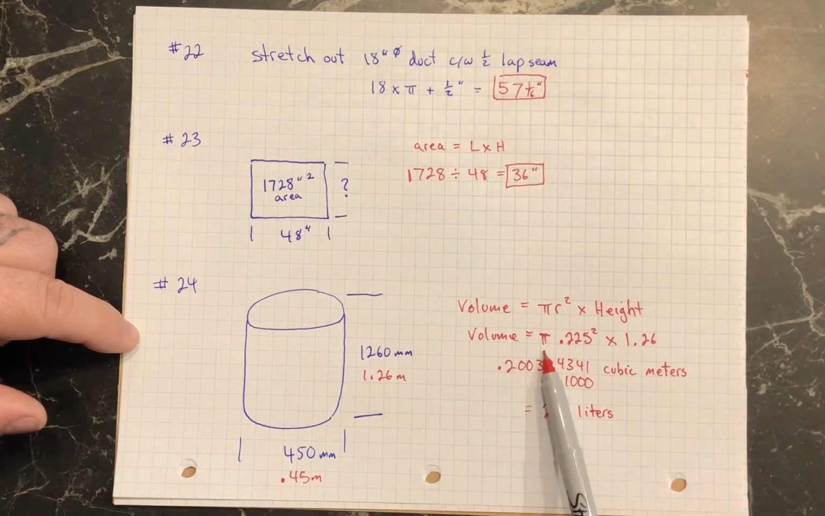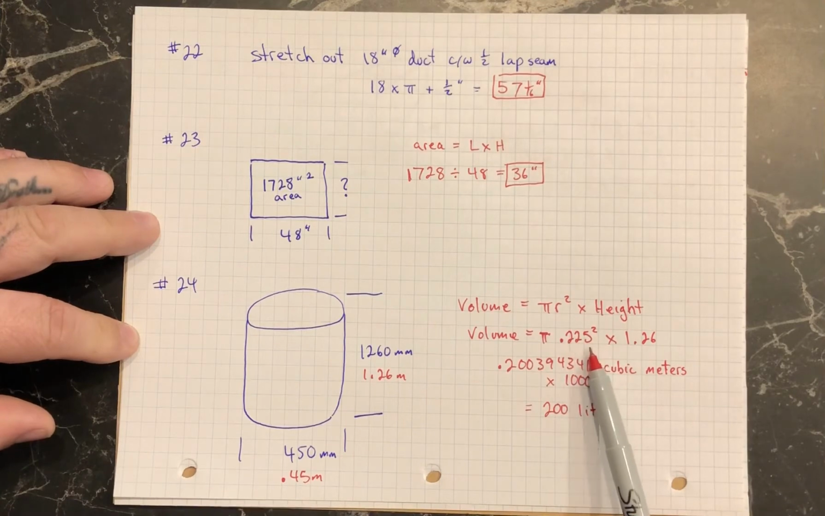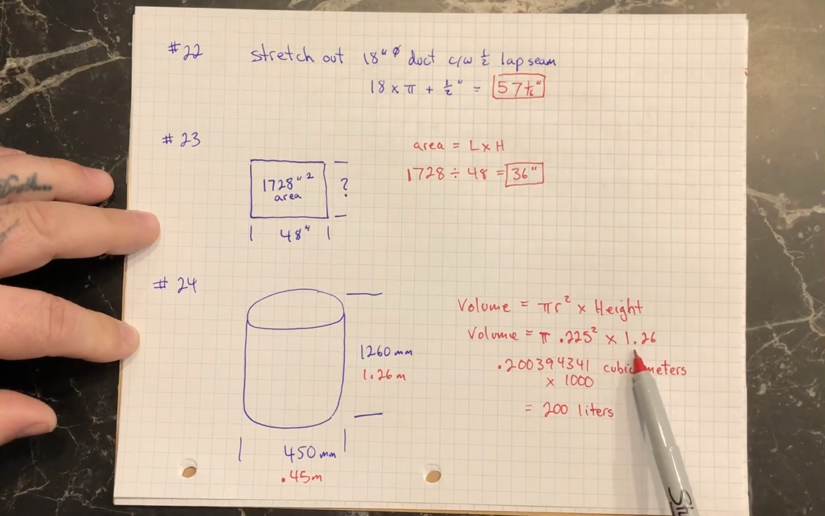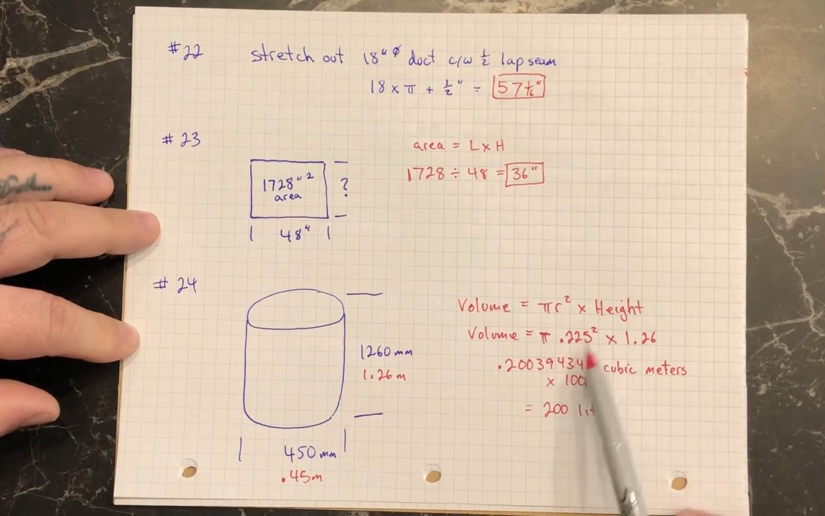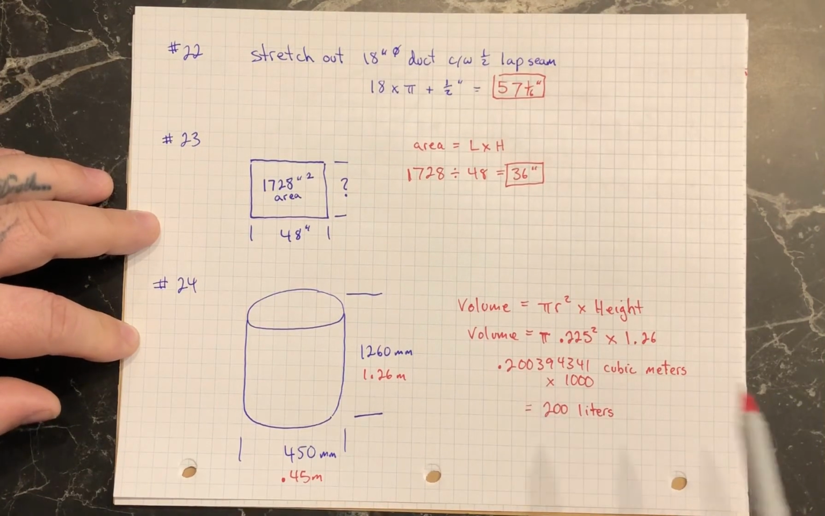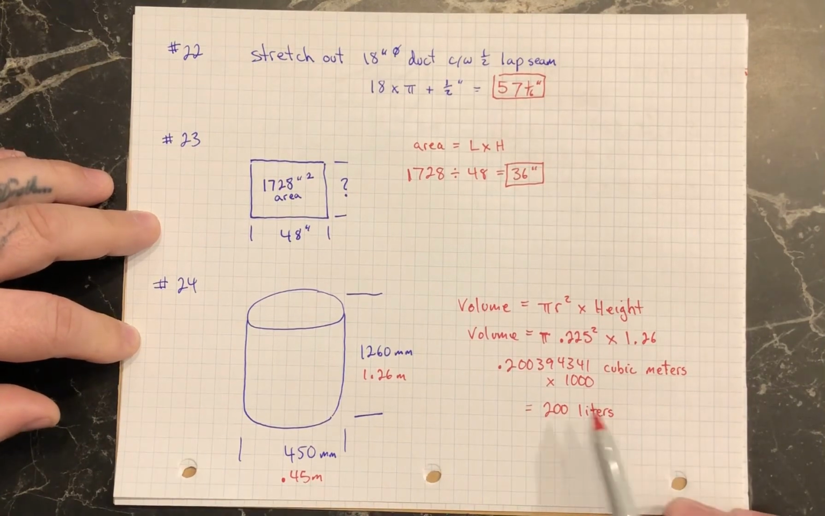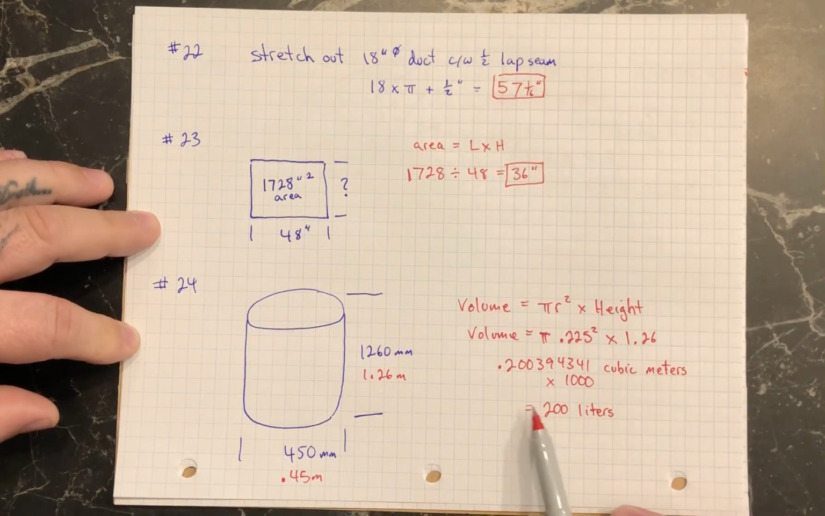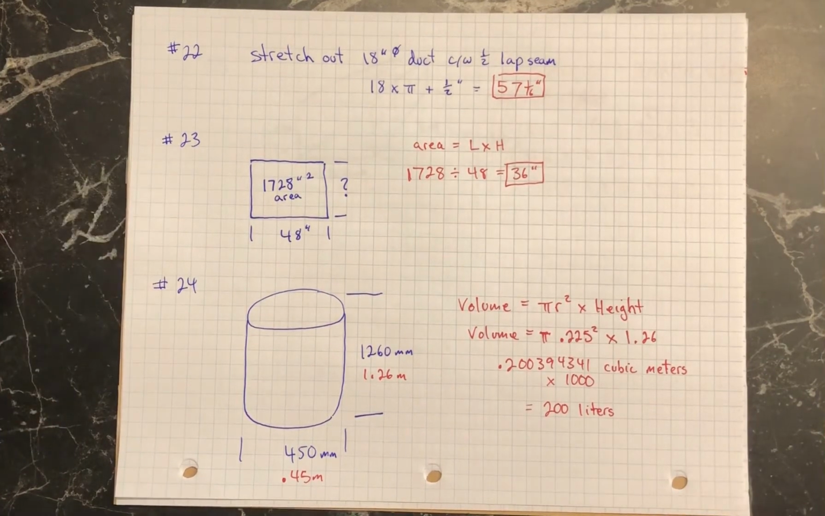So volume is pi times 0.225 squared times 1.6. That was the 0.45 divided by 2 to give us the radius, squared, times pi, times that. That gives us 0.200394341 cubic meters. Times that by 1,000 to give us how many liters there are. So that gives us 200 liters if we round it off to the nearest whole liter.